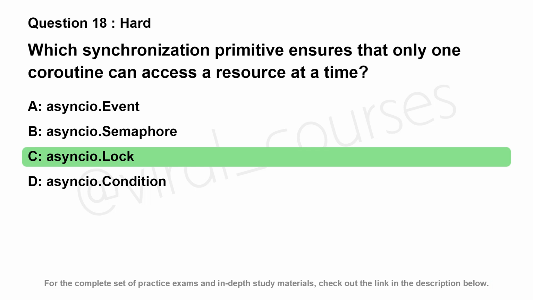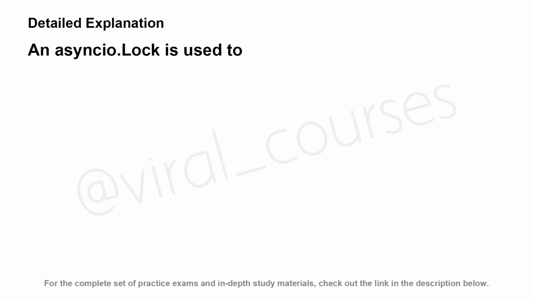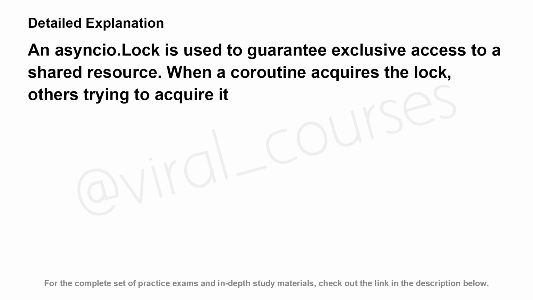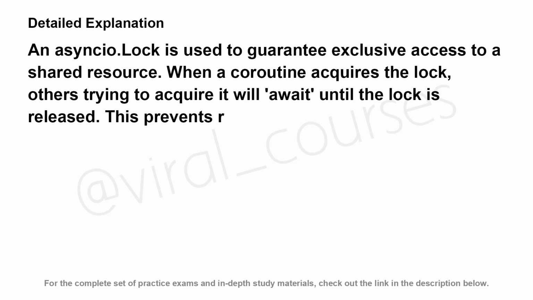The correct answer is C. An asyncio.Lock is used to guarantee exclusive access to a shared resource. When a coroutine acquires the lock, others trying to acquire it will await until the lock is released. This prevents race conditions in async code.